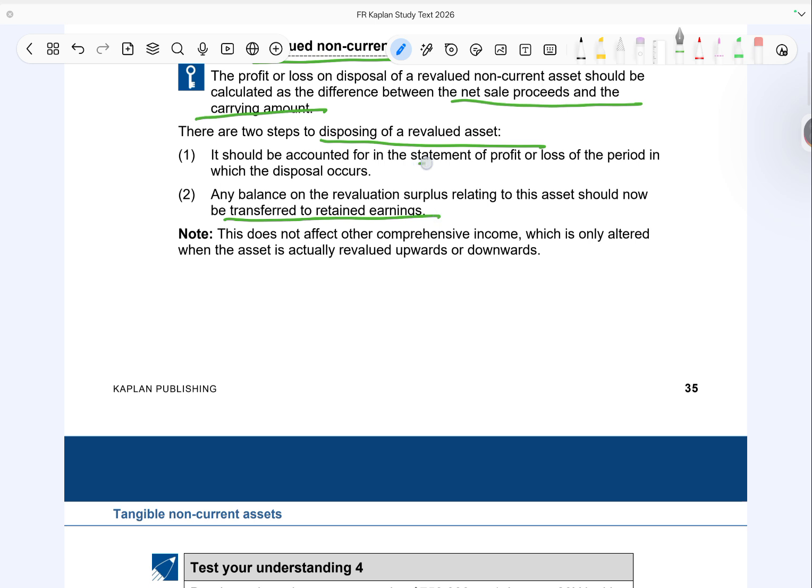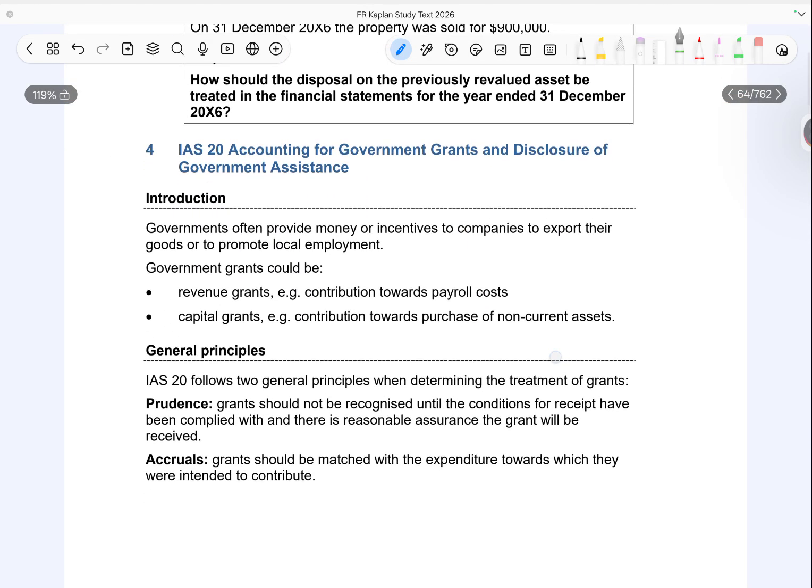So yeah, we'll of course have to account for it in the statement of profit and loss, and whatever revaluation surplus we had in the SOCI, we'll then transfer it to retained earnings. This does not affect our other comprehensive income, which is only altered when the asset is actually revalued upwards or downwards. So we don't have to make any major changes in our OCI.